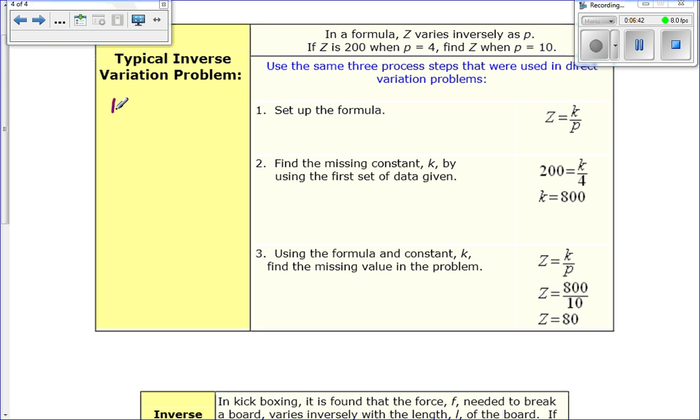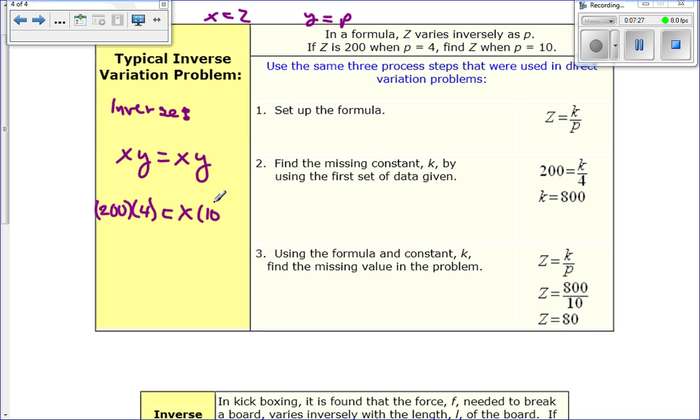And for inverse, it's kind of like the opposite, where with direct we set up two proportions. For inverse, instead of dividing, we're doing the inverse operation, which means we're multiplying. So x times y equals x times y. In this case, we're going to let x be equal to our z values, and we're going to let y be equal to the p values. So if x is 200, y is 4. We're trying to find x when p, or in this case y, is 10.